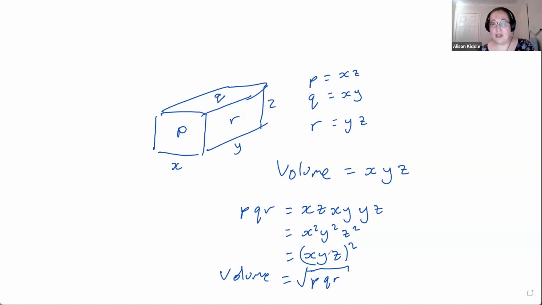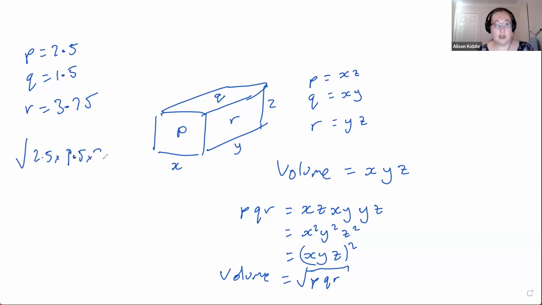But now that we have that, that allows us to go back to Thomas's example, which I'm just scrolling up in the chat to find. So Thomas gave us P equals 2.5, Q equals 1.5, and R equals 3.75. So instead of having to try and figure out a pair of numbers that multiplies to give 2.5, a pair of numbers that multiplies to give 1.5, and a pair of numbers that multiplies to give 3.75, such that you've got three numbers X, Y, and Z, we can just bang it into our formula now and just do the square root of 2.5 times 1.5 times 3.75.